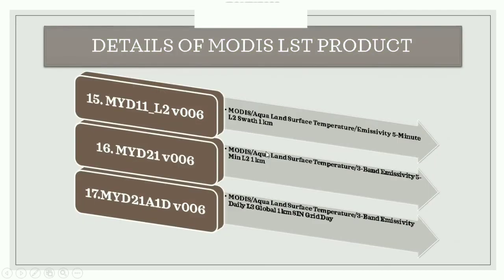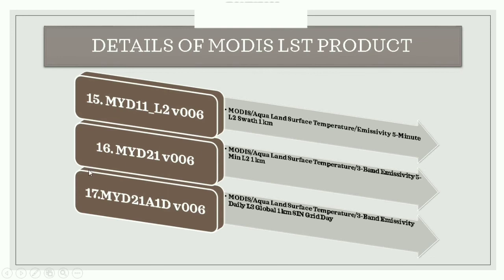Now here if you see the L2 product, as we have seen previously, these things we have seen. Terra land surface means daytime we have seen. Then this is Aqua, so night time. So this is also 5 minutes. If you see, it is 5 minutes. So night time, if you are looking for some special time zone, you can use this data.